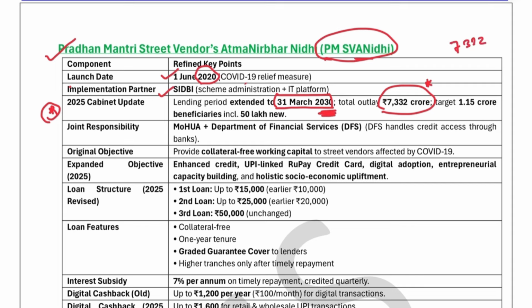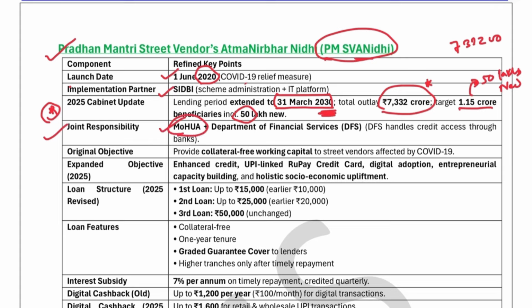Outlay is again important. The outlay will be 7332 crores, right? 7332 crores, and the target is 1.15 crore beneficiaries, including 50 lakh new beneficiaries, okay. Out of this 1.15 crore, 50 lakhs we are targeting new beneficiaries. Remember these, please remember all three facts, okay.